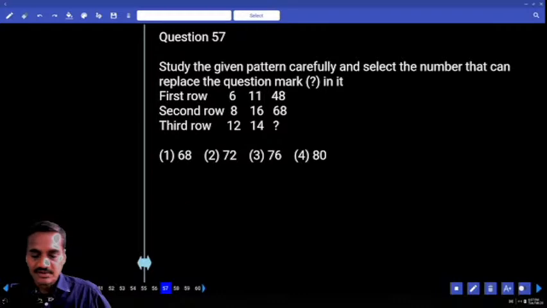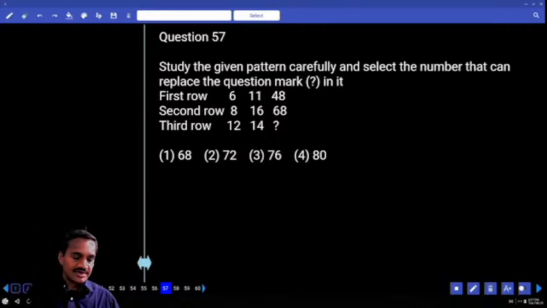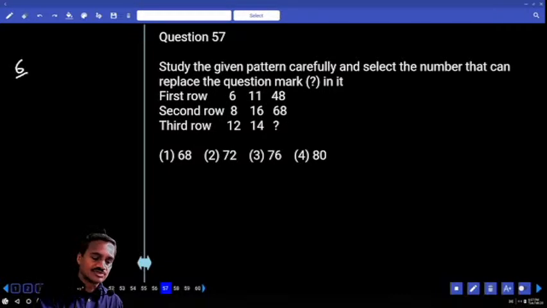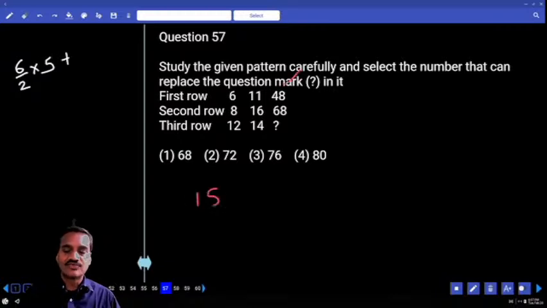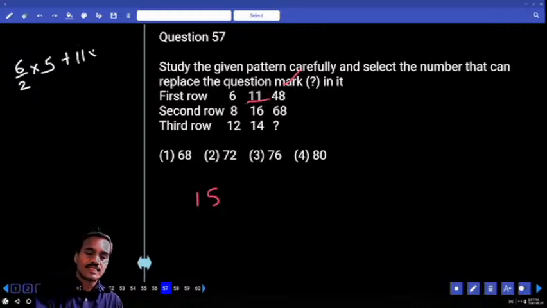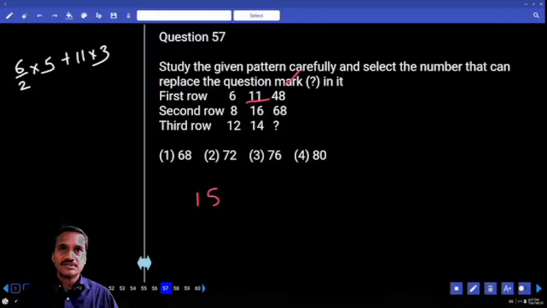And 57. Now 6, 11 and this one. Tell me how it comes. Now 6 divided by 2 is 3, and 3 into 5. The first number divided by 2 is multiplied with 5. Plus, now this is how much? 3 into 5, 15. Plus how much is added to get 48? 33. How will you get 33? 11 into 3, 33. Then second number into 3, first number divided by 2 into 5.